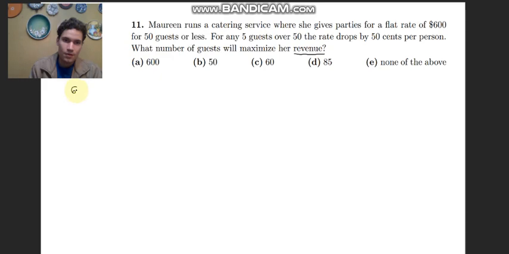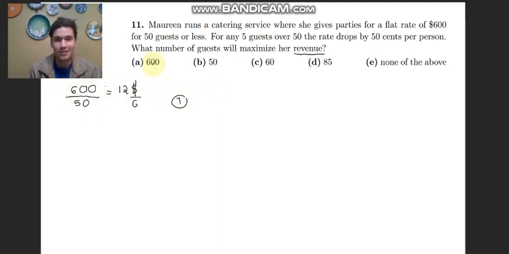Let's say there are 50 guests. In that case, she will be earning at a price of $12 per guest. If there is only one guest, she will also be earning $600. In that case, she will be able to create a small party and she will end up with more money. But the question is revenue. So let's find the revenue.